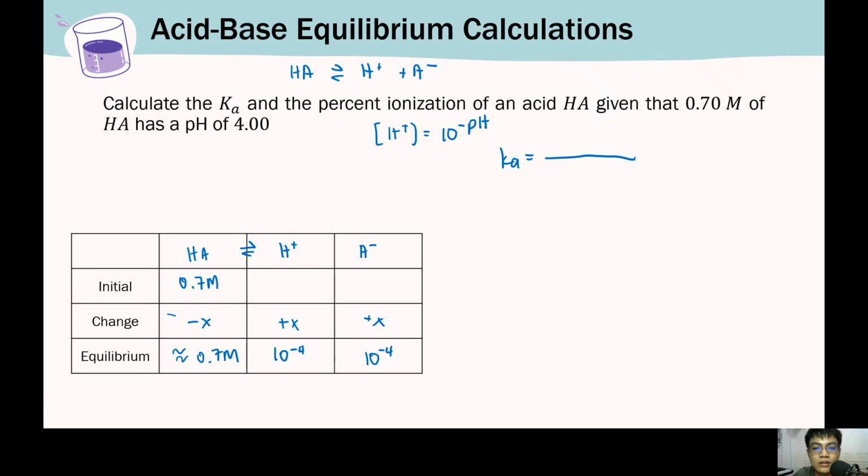So the Ka is the products over reactants. So your H plus concentration at equilibrium, A minus concentration at equilibrium, and your HA concentration at equilibrium. Plug in lang tayo. So, H plus is 10 raised to negative 4. A minus is the same. And then for the HA, the concentration at equilibrium is still 0.7 molar.